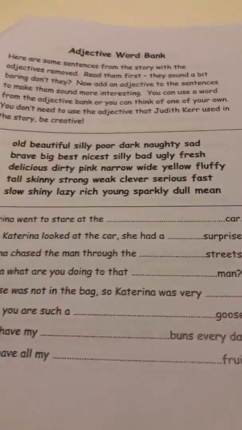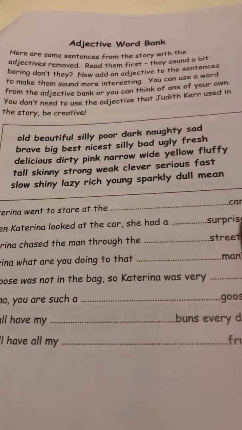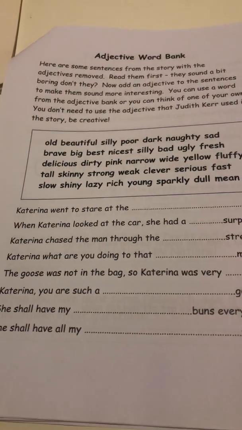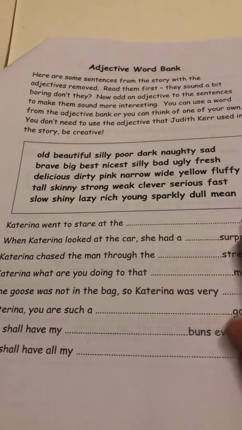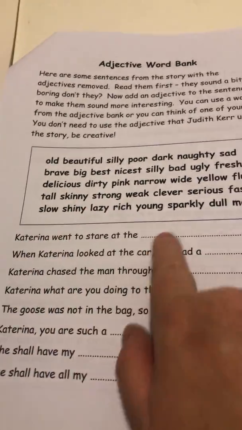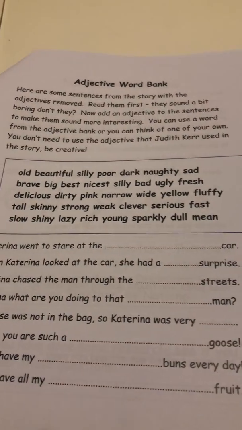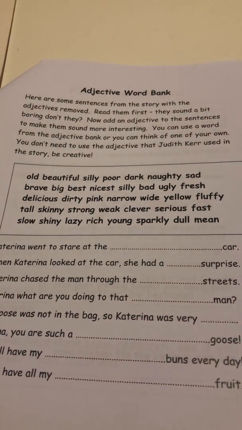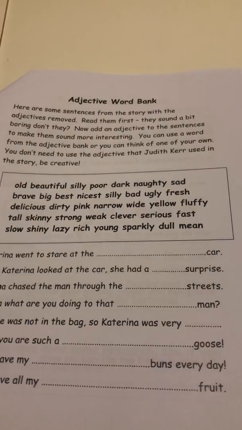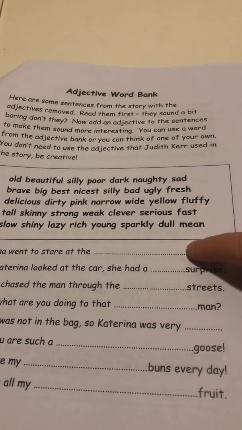I'll give you an example to start with. Katerina went to stare at the something car. Now in the story, the word was actually shiny. So where's shiny there? We could put in the word shiny. But you could change it if you want to. Maybe you could write fancy car or expensive car. Or maybe you could write sports car. That would also be a description. So have a think of what word you would like to fit in there.